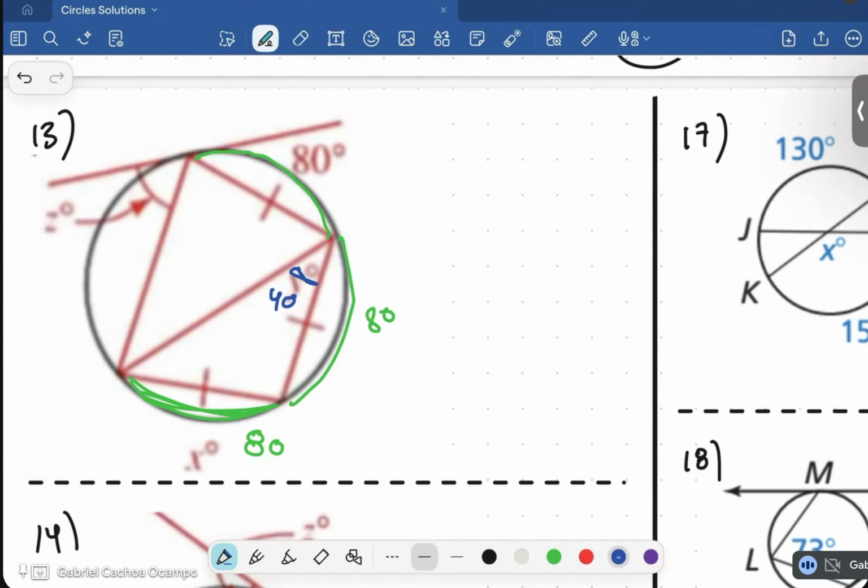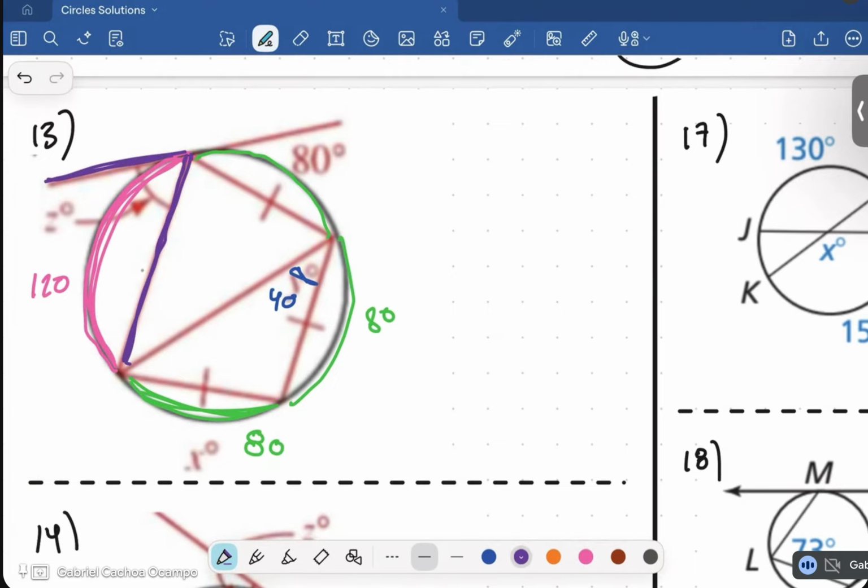What else? For example, we can see that this arc that I am doing in pink is going to be 360 minus 80 minus 80 minus 80. O sea, it's going to be 120. If I know the measurement of the arc, then I can see that angle C is the angle that is in between. So that is 1/2 of 120. So angle C is 60. Okay.